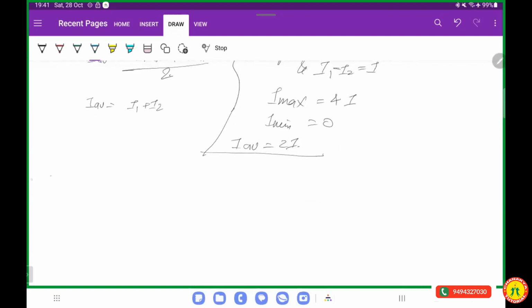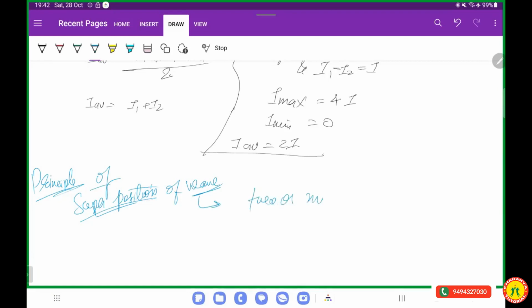No need. Now let's go for principle of superposition of wave. As we saw before also, principle of superposition means two or more waves arrive at a point simultaneously.